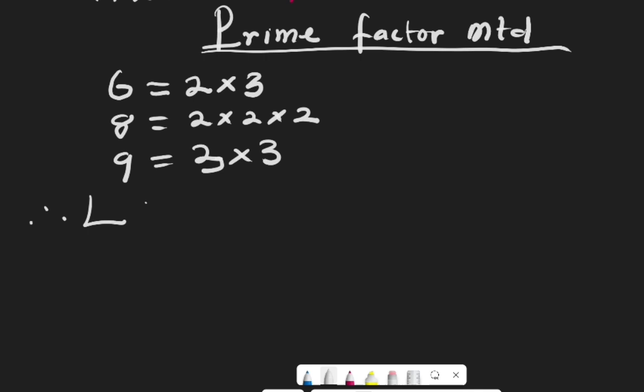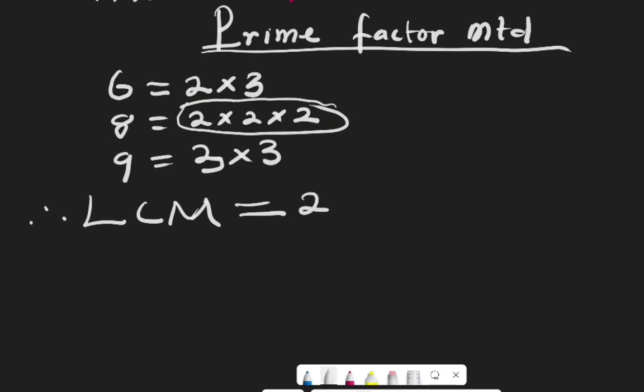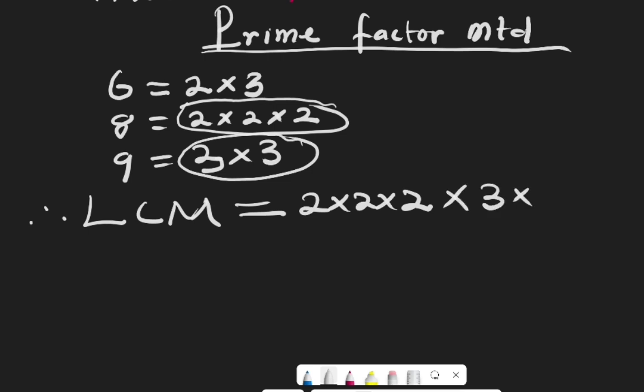Therefore, LCM is equal to, we have numbers that appear here, 2 and 3. We look for a line where we have more numbers of 2, which is line 8. We have to take all, which is 2 times 2 times 2. Then, where do we have the highest numbers of 3? We go to line 9. Then we include the 3 times 3.